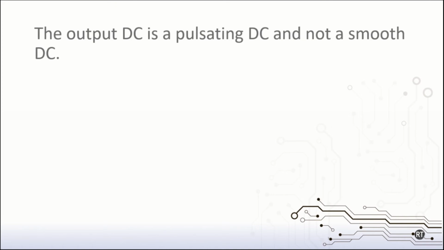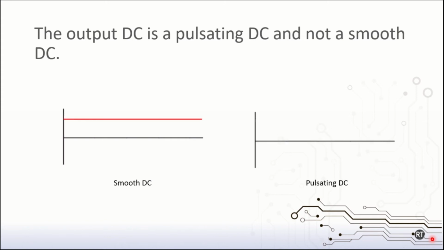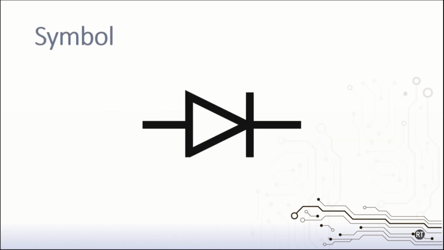The output DC is a pulsating DC and not a smooth DC. To compare, here's the smooth DC, usually provided by a battery. And here is the pulsating DC as a product of rectification. As you can see, the voltage is still fluctuating from 0 to a certain maximum value and back to 0 again. And this is the symbol for rectifier. Current will flow from this direction towards this direction where the arrow points.